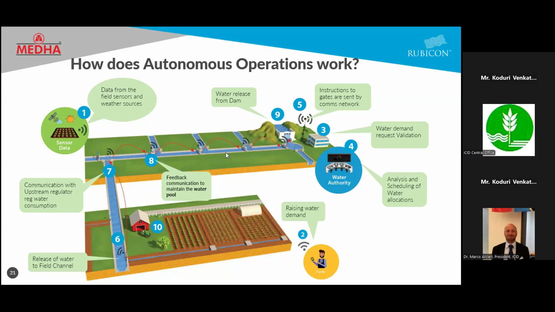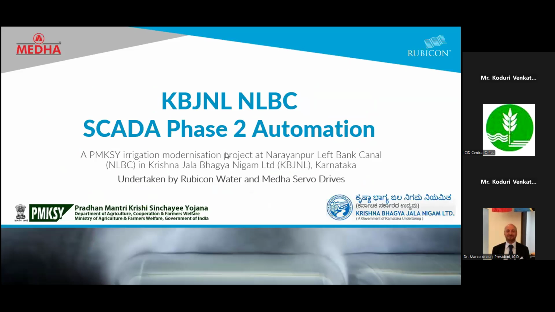So let us see how the whole thing has been implemented in the KBJNL SCADA Phase 2 project, which was under the flagship initiative of PMKSY by the central government, with the help of the organization Krishna Bhagya Jala Nigam Limited, in the Narayanpur Left Bank Canal, that is in Karnataka.